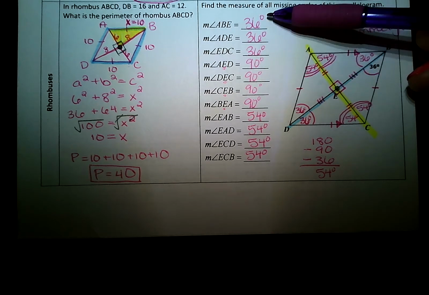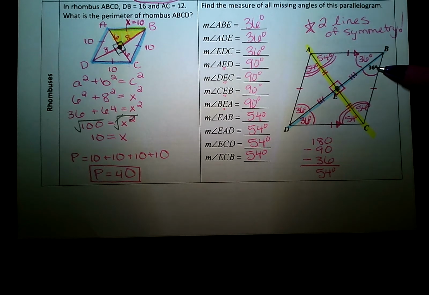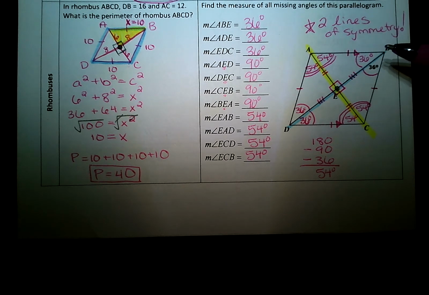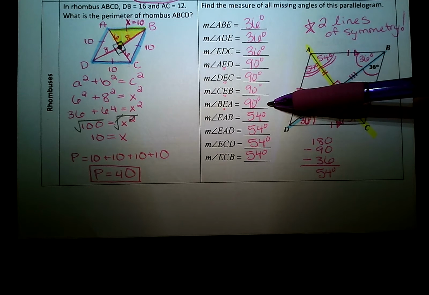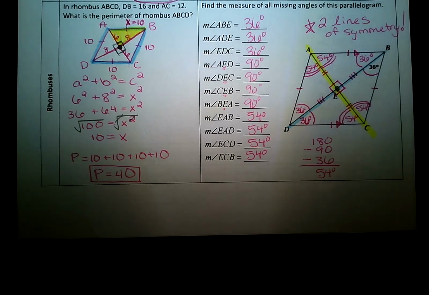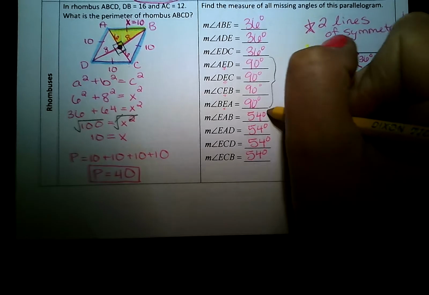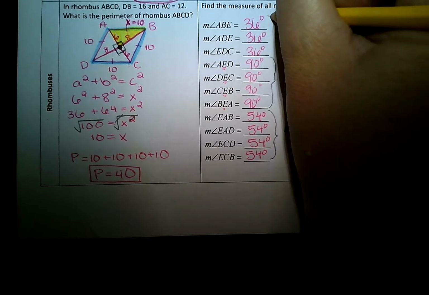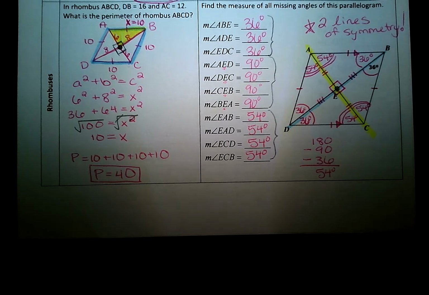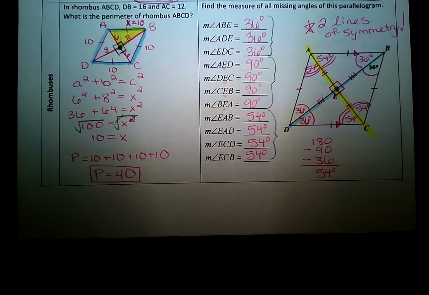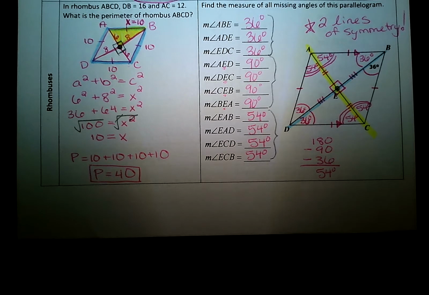Look at all the repetition here. Including the 36-degree angle that was given to us, we have 4 36-degree angles, 4 90-degree angles, and 4 54-degree angles. You guys, I can't stress that enough. That is because we have 4 congruent triangles in this shape. These diagonals are lines of symmetry. They're angle bisectors. They're perpendicular to one another. Lots of work here on this rhombus.